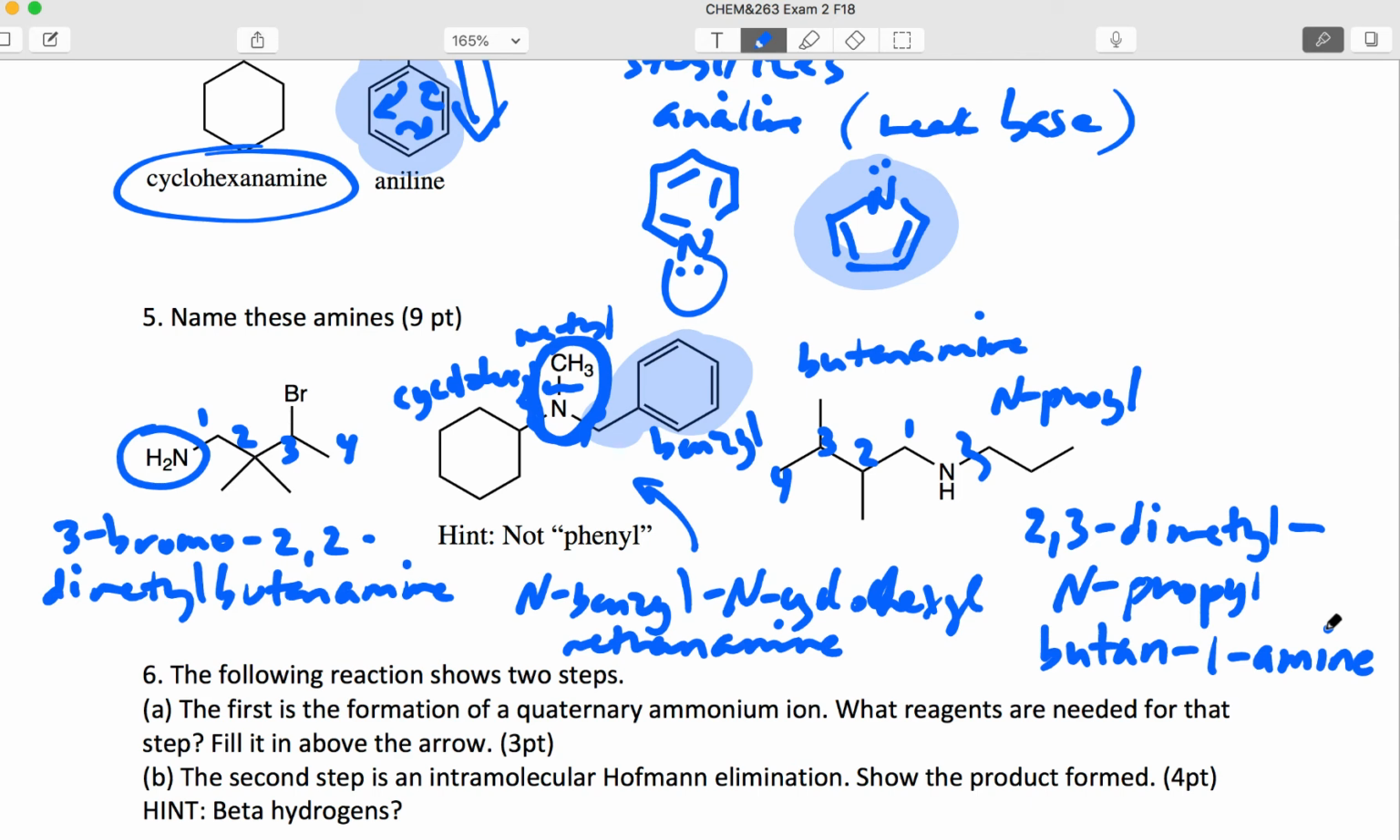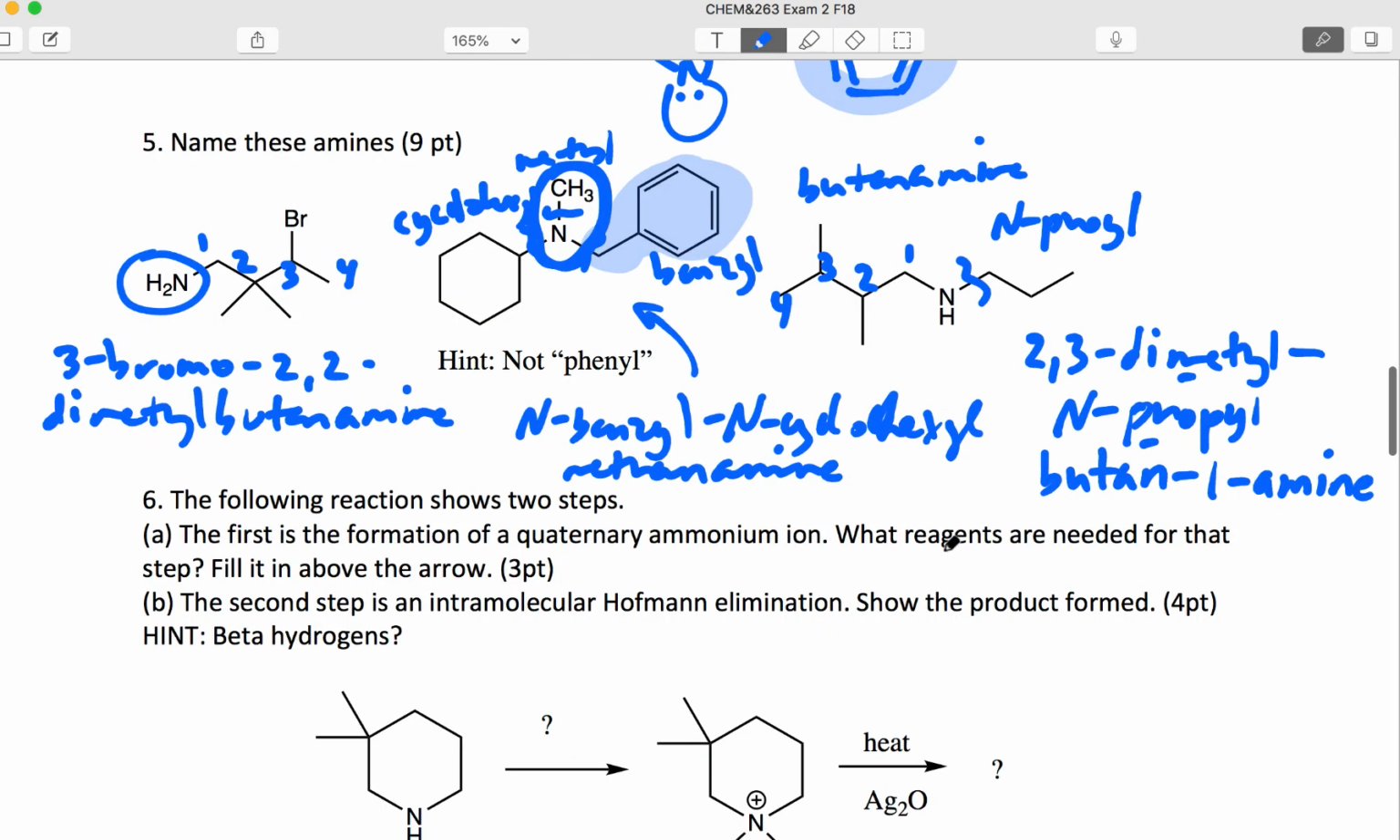Some of you wrote N-propyl 2,3-dimethyl butanamine, so that's okay, just you're out of order though, but I didn't take any points off for that. And in fact, I was seeing so many of those that I almost marked, if you did it the right way, I marked it wrong because I was so used to seeing it the other way, and I had to go back and change that, so apologies for that.